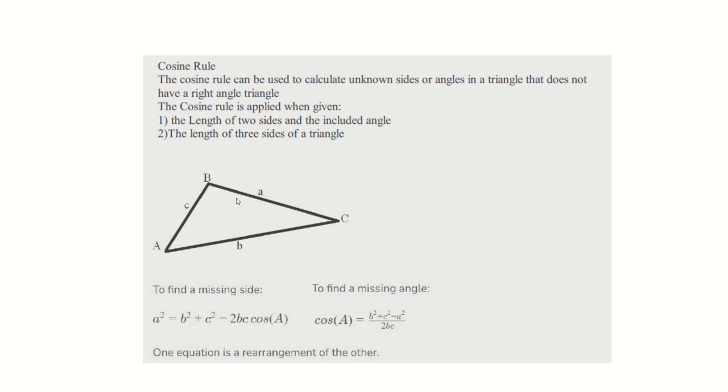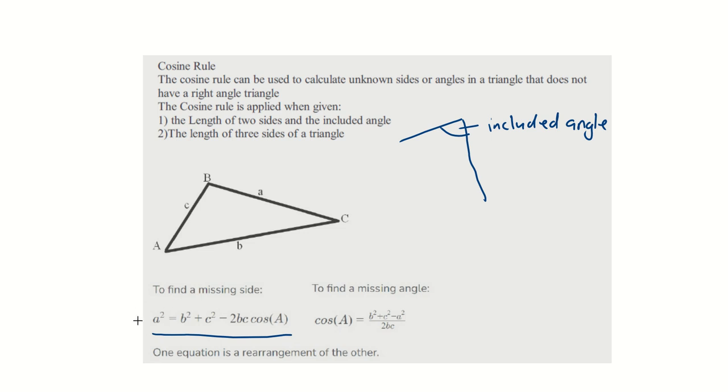If they give you all three sides, you can use the cosine rule, or if they give you two sides and an included angle. What that means is that they give you two sides, and where those two sides intersect, so if they give you this side here and this side here, this angle here is my included angle. My included angle is the angle formed by those two sides given.